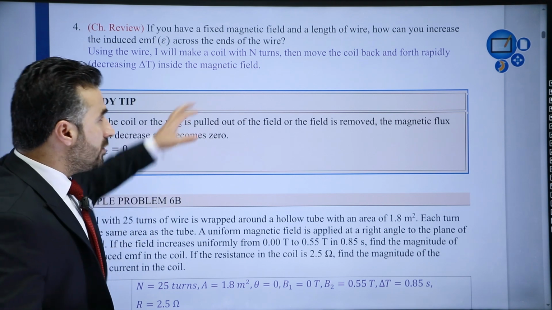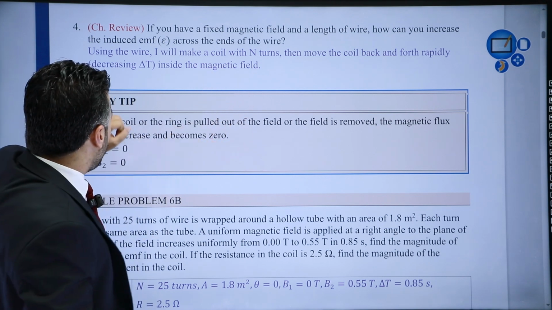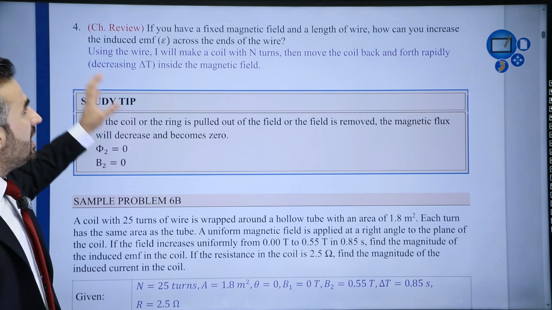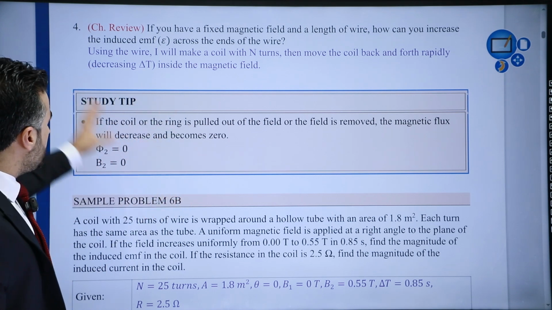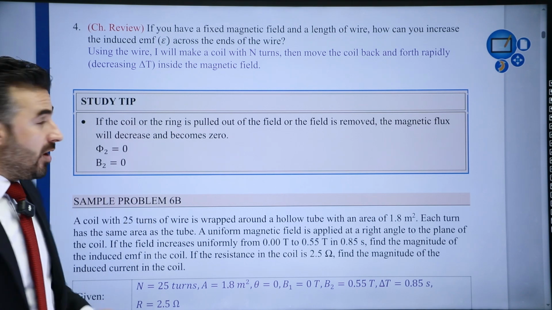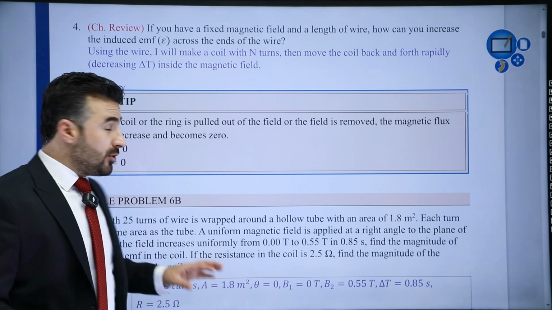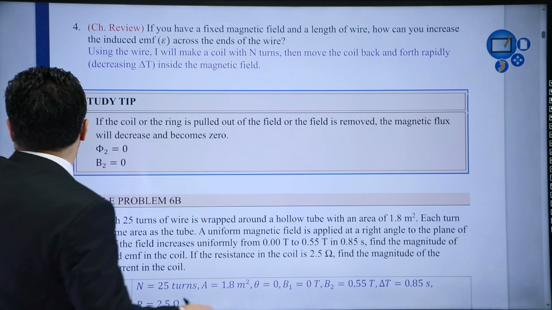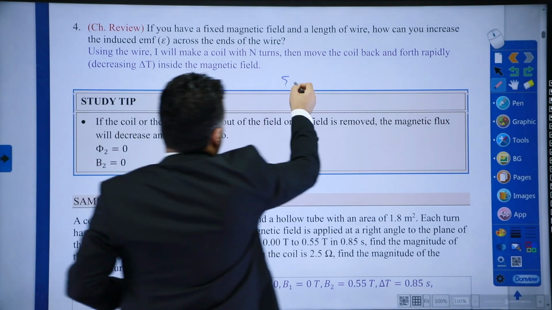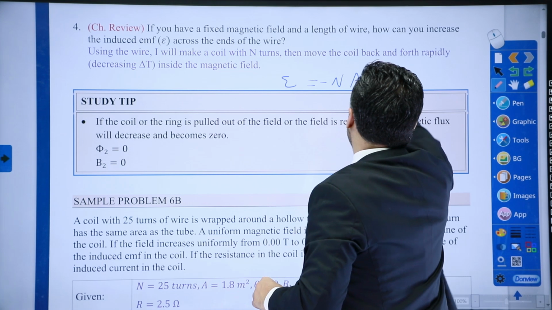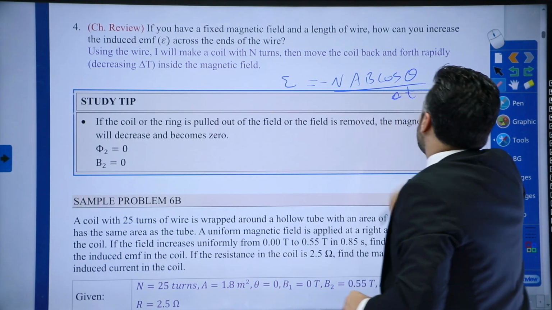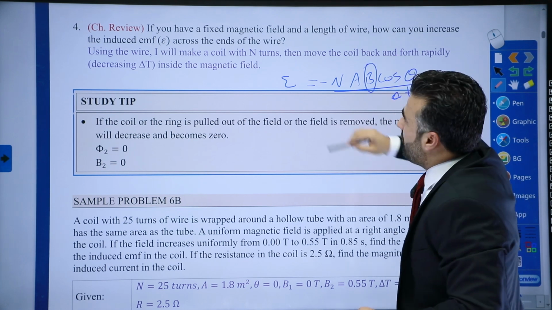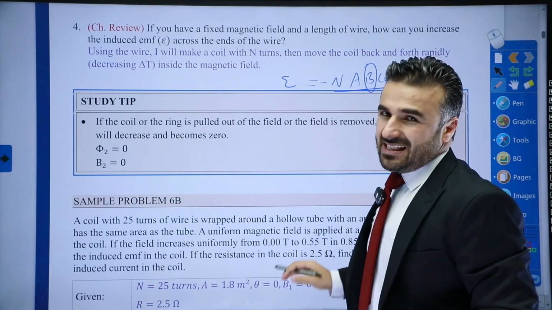So in order to answer this question: once again, if you have a fixed magnetic field and a length of wire, how can you increase the induced electromotive force across the ends of the wire? Of course, write the equation one more time. The equation was electromotive force equals negative NAB cosine theta, divided by delta T. The magnetic field is fixed, because it tells you that it is a fixed magnetic field.